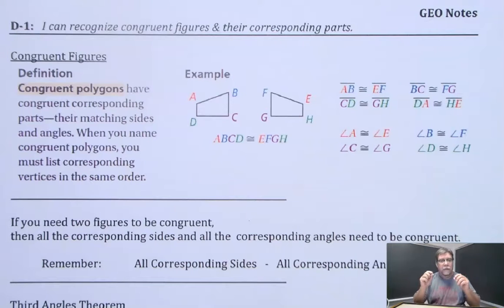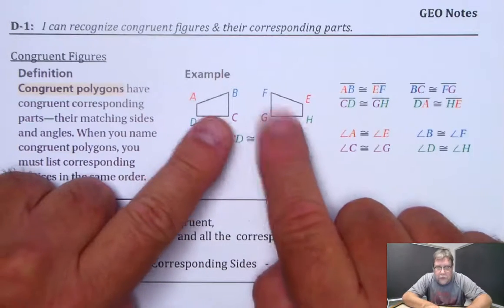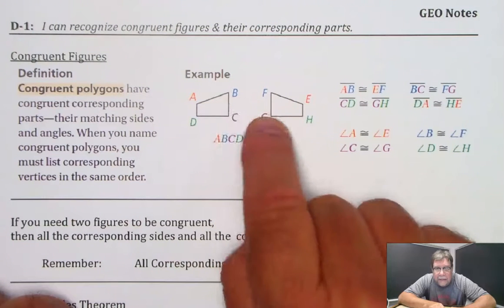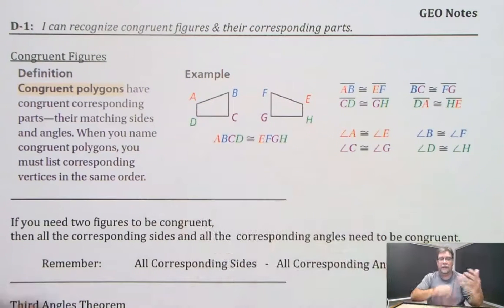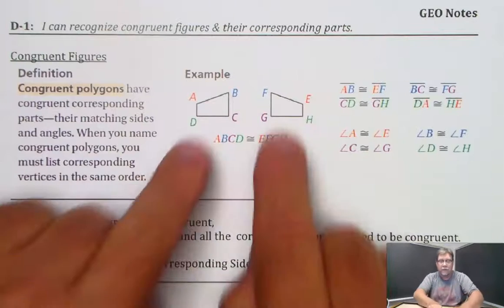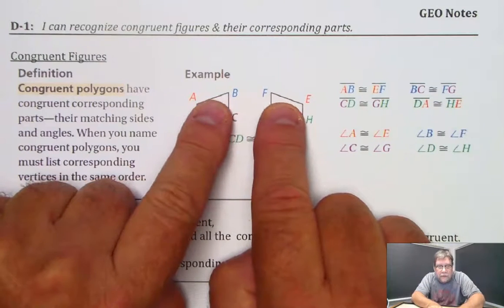Well, first of all, they have to be showing that the different parts of the polygons are actually congruent. So we want to look at angles, corresponding angles, and corresponding sides. That's what makes up these shapes. If you look at these two polygons, you can see that side AB and side EF would represent the same side. If these two shapes were the same shape, those would be the same sides, right?